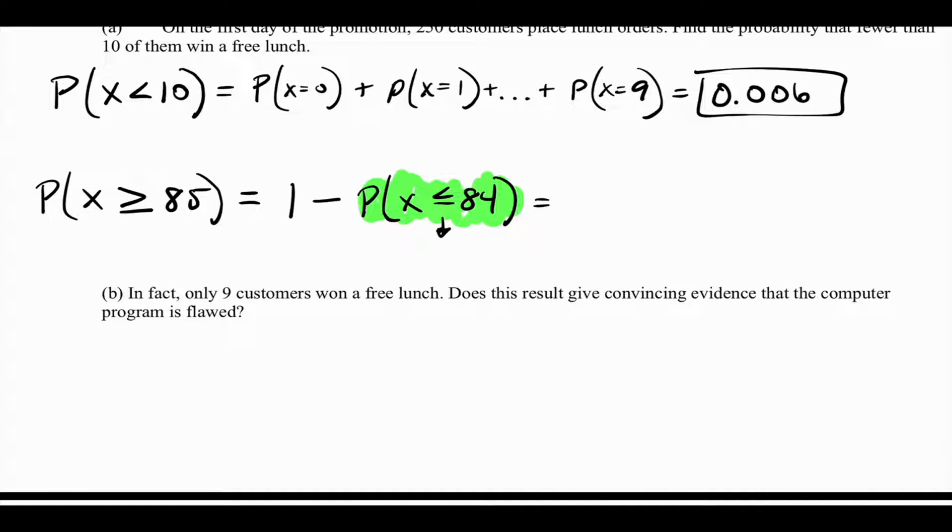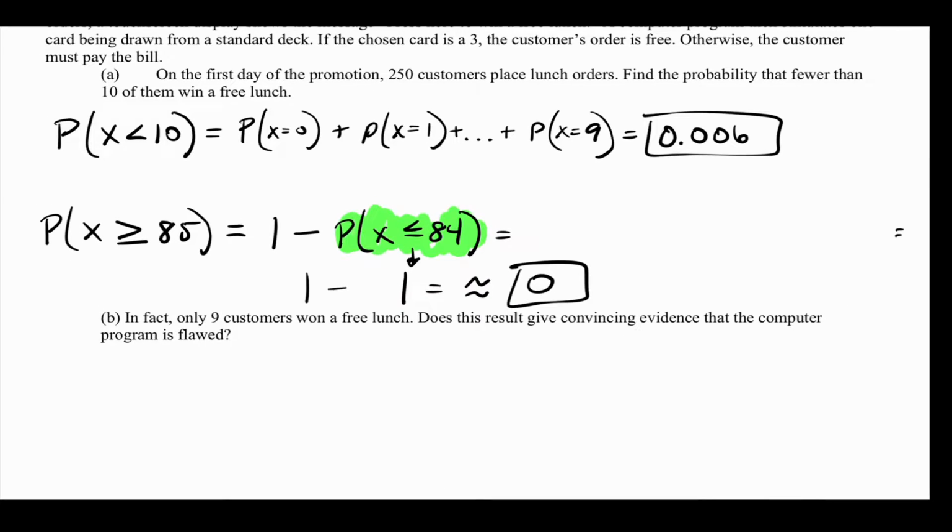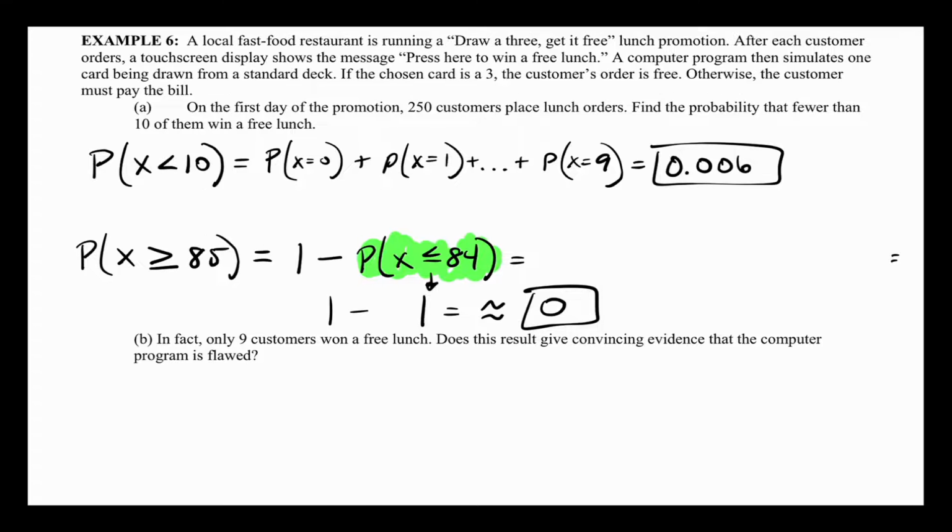There's a way to change it, but what's happening is darn near 1. So this number here is pretty much 1. So what's the probability of more than 85 people winning? Pretty much 0. Squiggly line means approximately, pretty much. Does that make sense in terms of the problem? Why does it make sense?